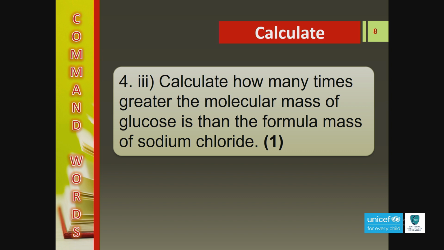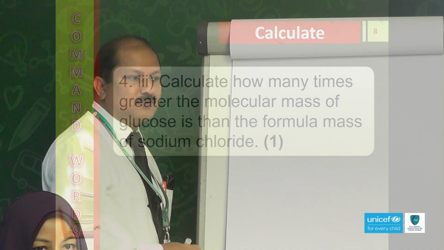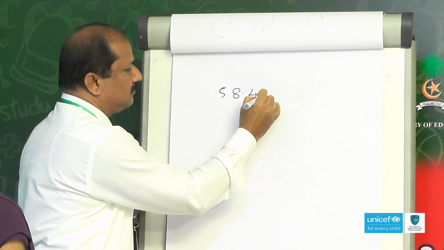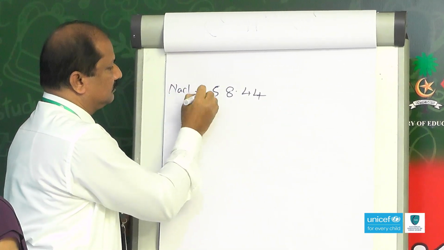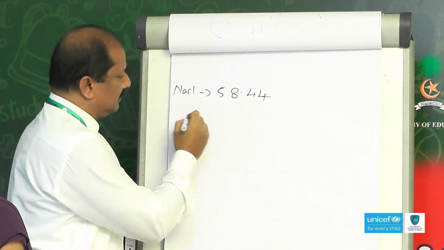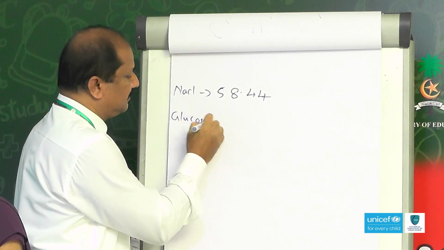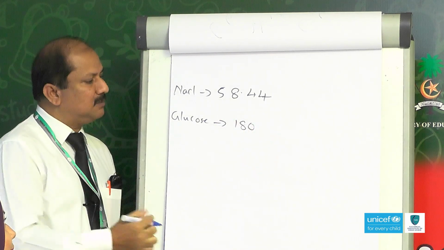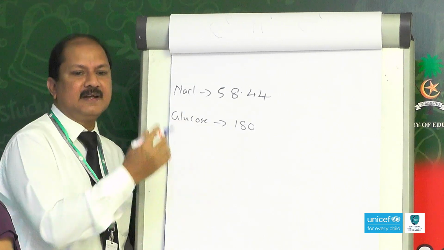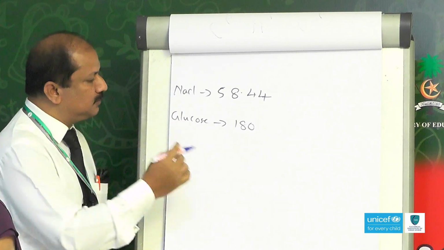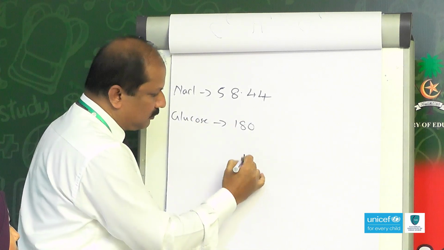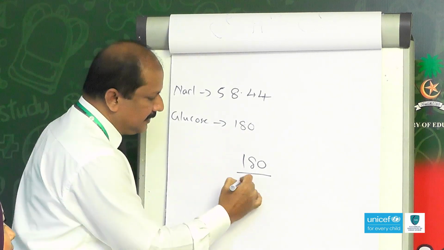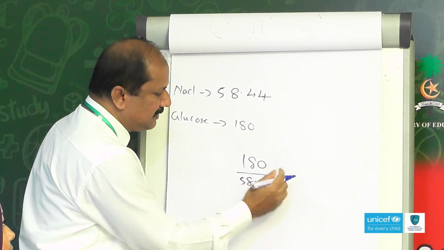We know the formula mass of sodium chloride, which is 58.44. For glucose, we have already worked it out. Let me write glucose: it is 180, which we have calculated. They are asking how many times glucose is greater than the formula mass of sodium chloride. What do you do? Take the higher value, the glucose. So 180 divided by the formula mass of sodium chloride, 58.44. Straight away divide and you get the answer.